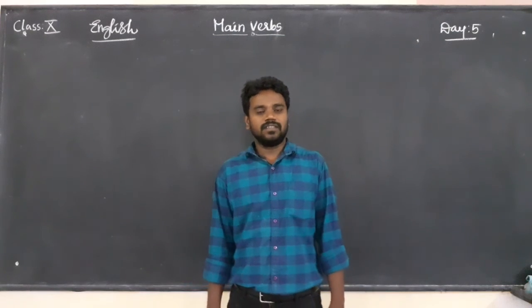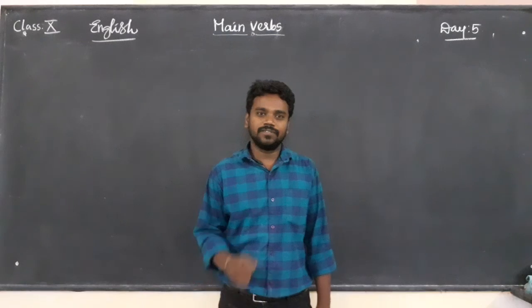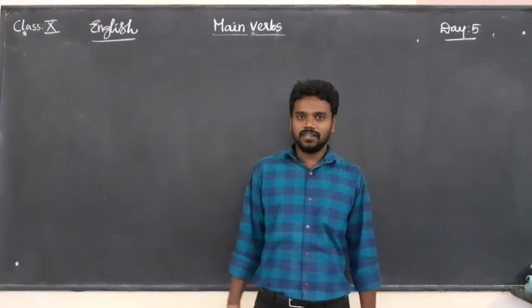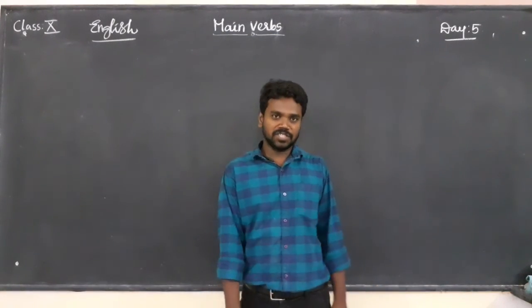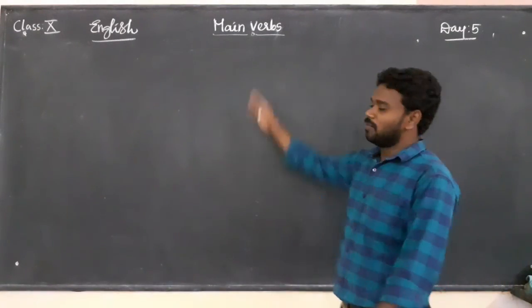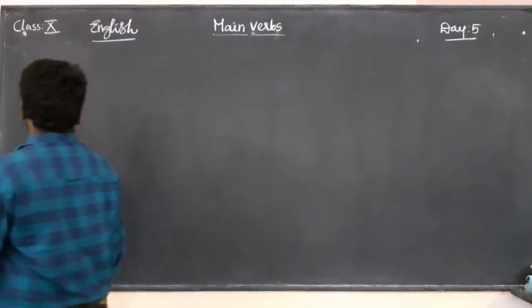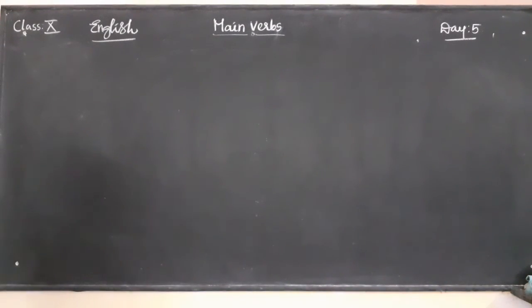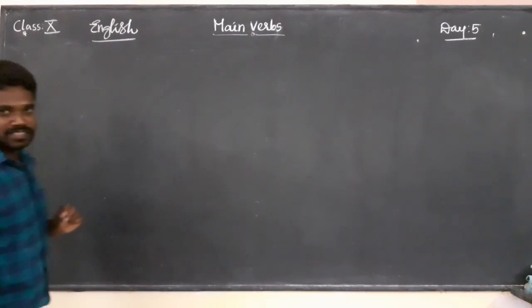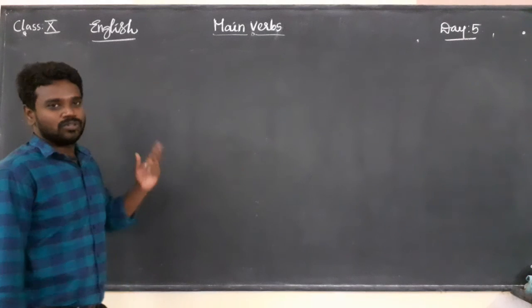In day 4, we learned about the different forms of the verb. So here in this session, day 5, you are going to learn about main verbs. As you know, in day 3 class I gave you a little bit of introduction about main verbs. Main verbs are classified into two types.